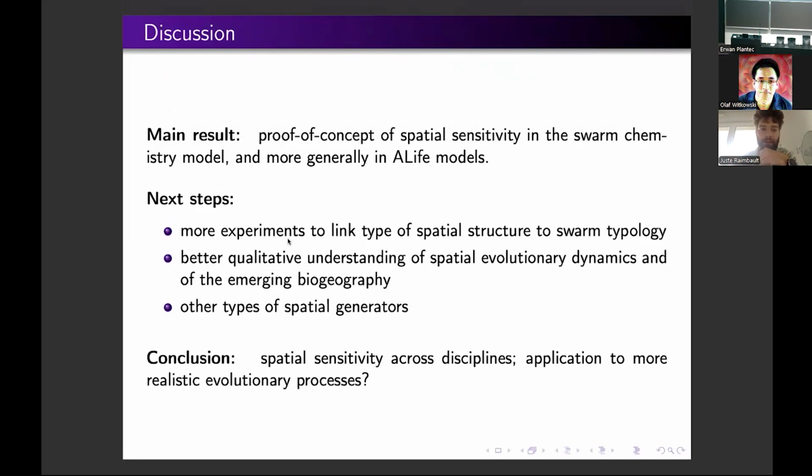So the next step, in this case, we need much more experiments, of course. It's very preliminary to link the type of spatial structure to the typology of swarms which emerge. We also need a better qualitative understanding of the evolutionary dynamics and the biogeography that emerge. So maybe in the centers you have some type of swarms, and between the centers another type of swarms. And then also the type of spatial generator, which maybe will be closer to the context in which the chemistry will happen. Here it was inspired by other disciplines.